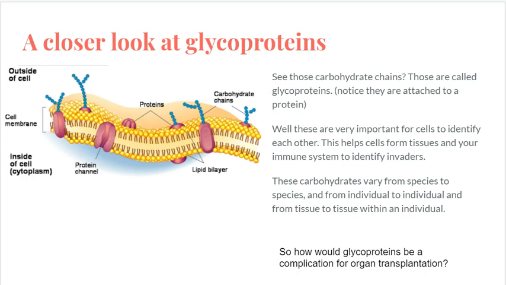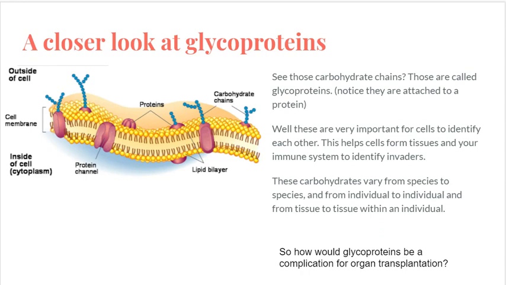Okay. So my glycoproteins would be different from your glycoproteins. Not only that, my heart glycoproteins would be different from my liver glycoproteins. So think about an organ transplant. If I need a new kidney, how's that going to work? Wouldn't my immune system then go and feel those glycoproteins and go, intruder? And that's exactly what happens.